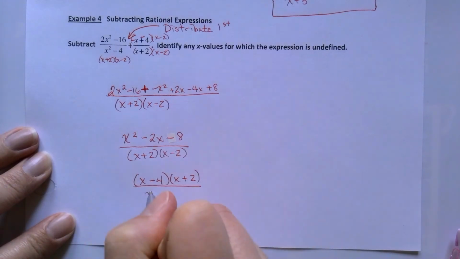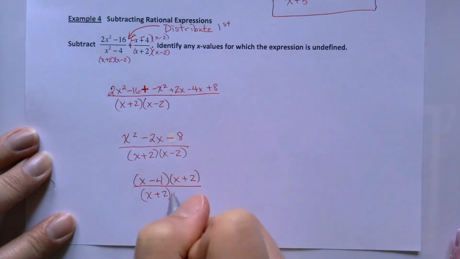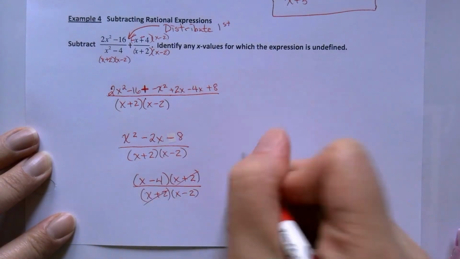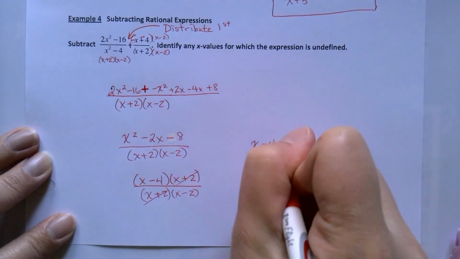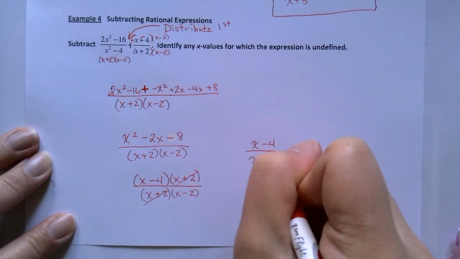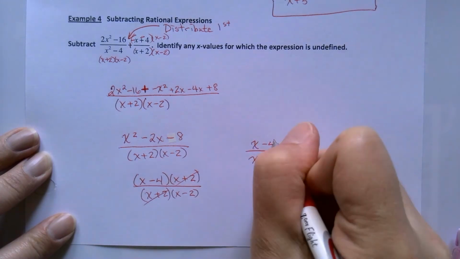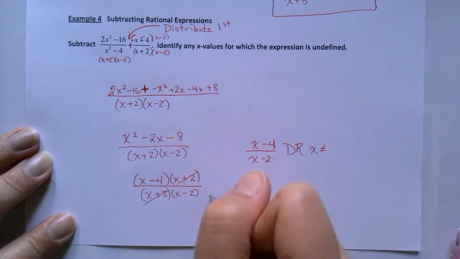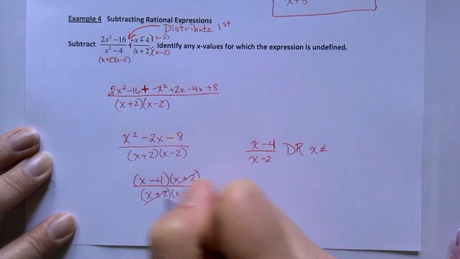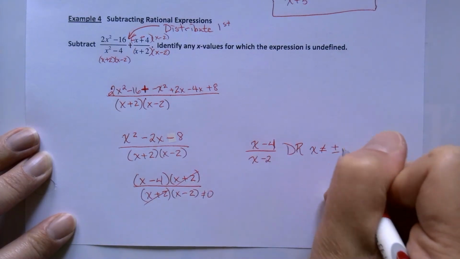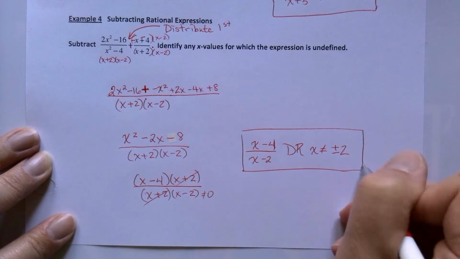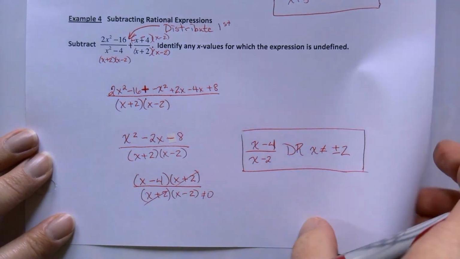Okay, and the bottom is x plus 2, x minus 2, and we can see that these cancel. And I am left with x minus 4 over x minus 2. And that domain restriction is the fact that x cannot be, let's go back to that denominator before we canceled, negative or positive 2. So that is the lesson. That's everything you need to know.